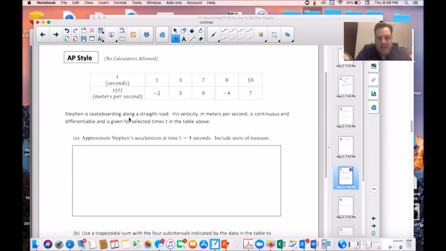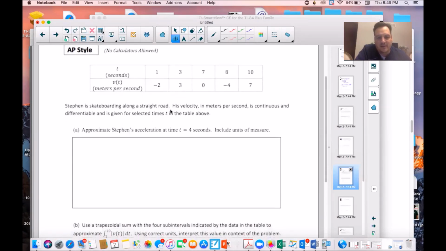Stephen is skateboarding along a straight road, and this is his velocity in meters per second, and it's continuous and differentiable, and it's given for different times in the table. So the first question is approximate Stephen's acceleration. It's asking us to approximate his acceleration. Well, we're given velocity in the problem. So acceleration is the derivative of velocity, right?